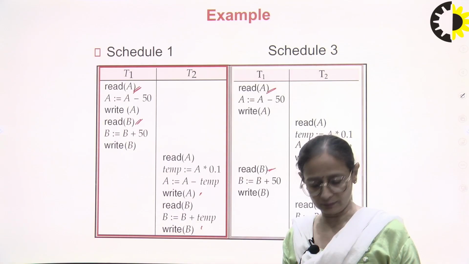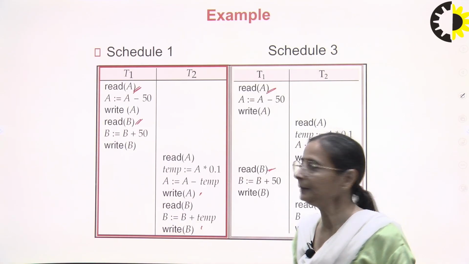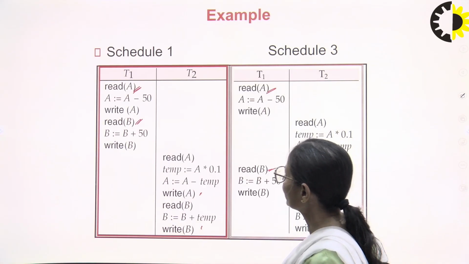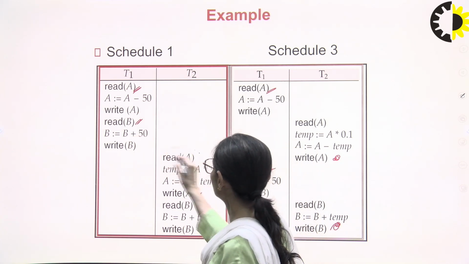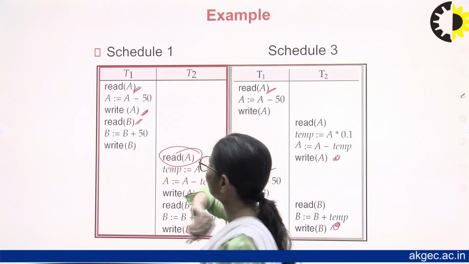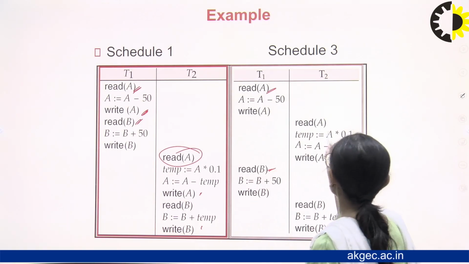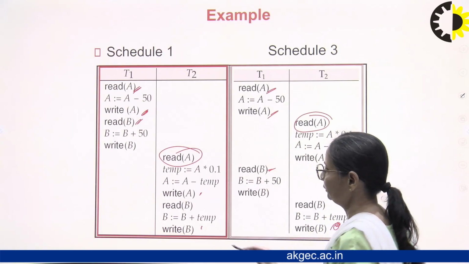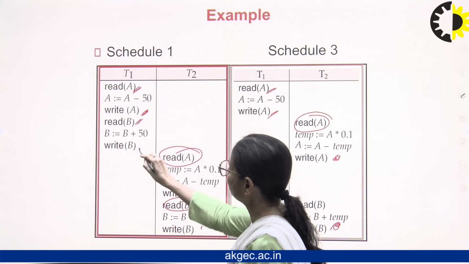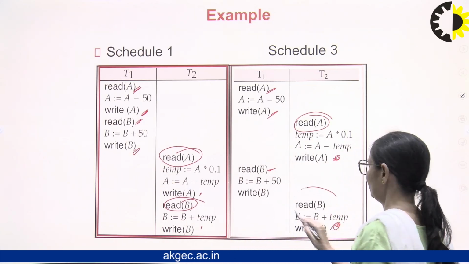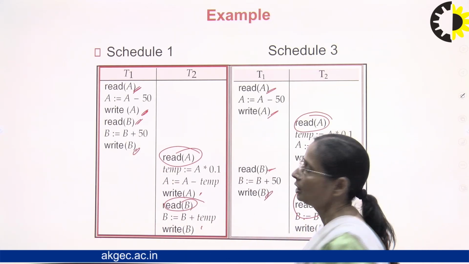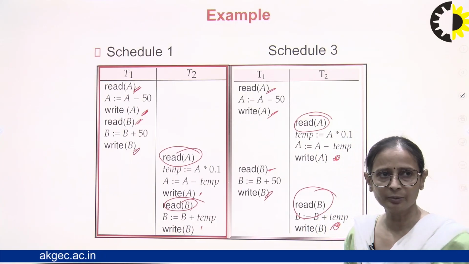Now come to the middle one, the second property. In this case, what is happening? Read A written by T1. So read A written by T1. Read B written by T1. Here also read B written by T1. So all three properties are being satisfied.